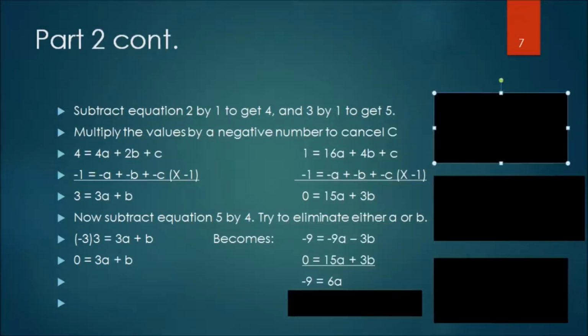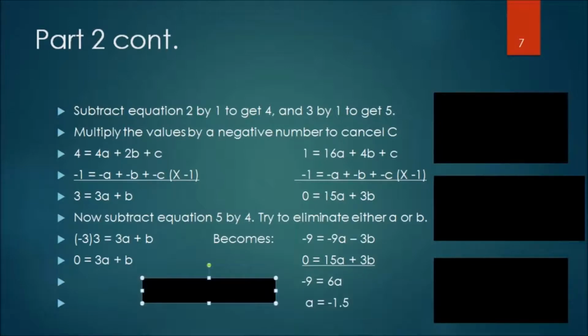This will become negative 9 equals negative 9a minus 3b. And subtracting that by equation 4, the original, will give you negative 9 equals 6a, or a equals negative 1.5.